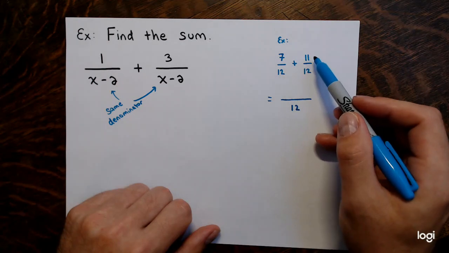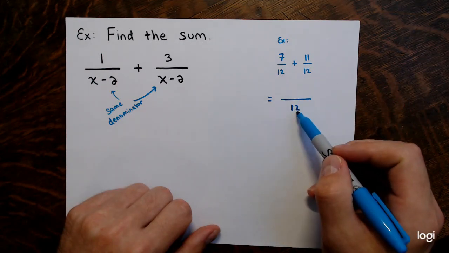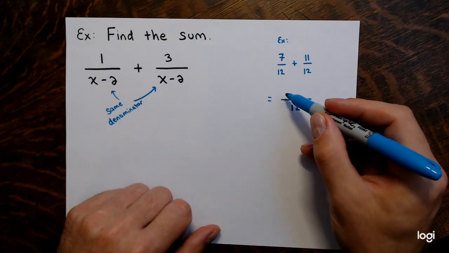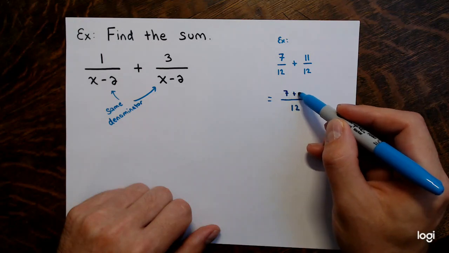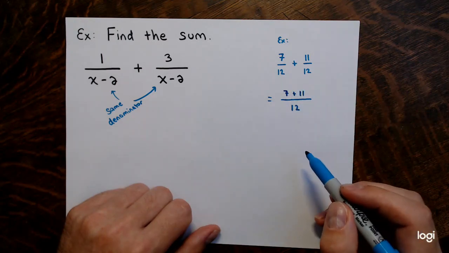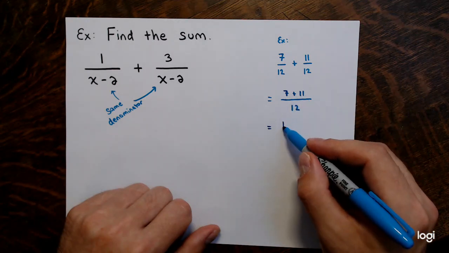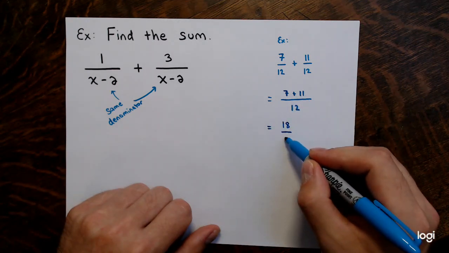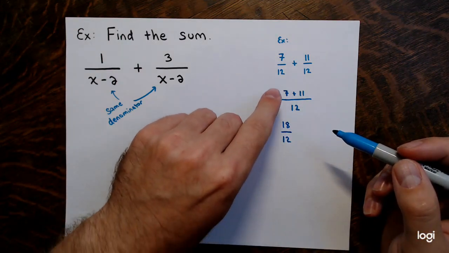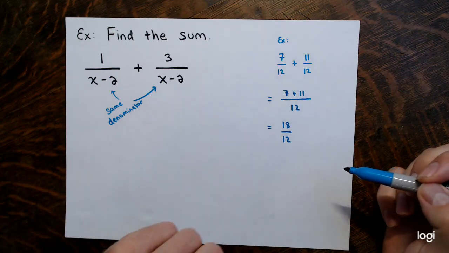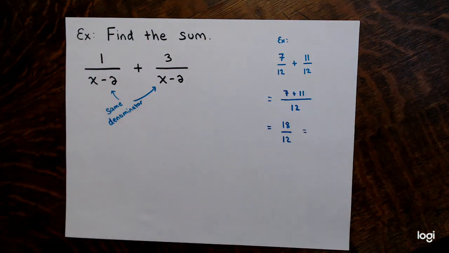What you do add, however, are the numerators. So the resulting sum of 7/12 plus 11/12, you'd have again still twelfths in the denominator, and you take the numerators and add them to make the new numerator. And keep going here. 7 plus 11 is 18. So we have 18 divided by 12, or 18/12, is the sum of 7/12 and 11/12. But we're not done.